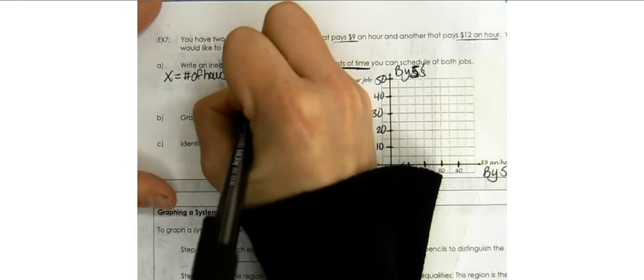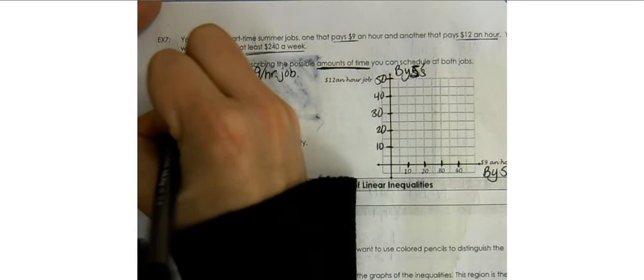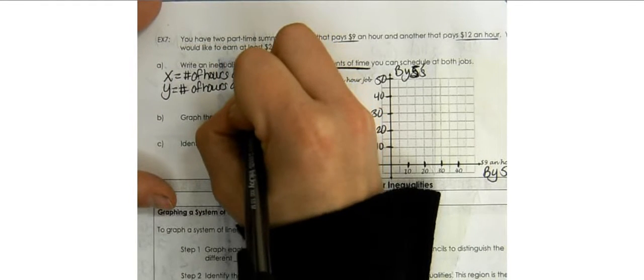So X is going to represent the number of hours at the $9 an hour job, and Y is going to equal the number of hours that you spend at the $12 an hour job. So we've established our unknowns. And you're going to be paid $9 per hour at the first job, plus $12 per hour at the second job, and we want to earn at least $240.